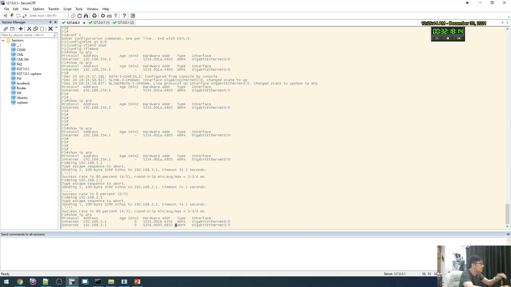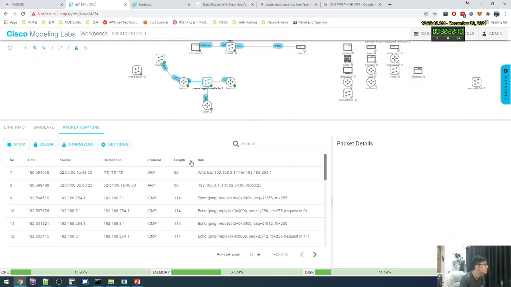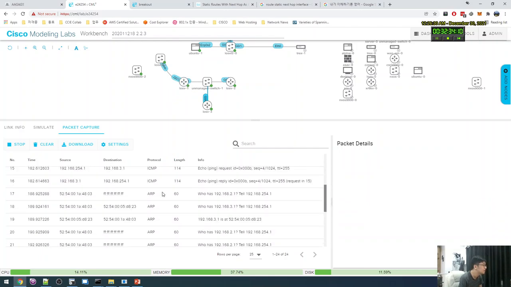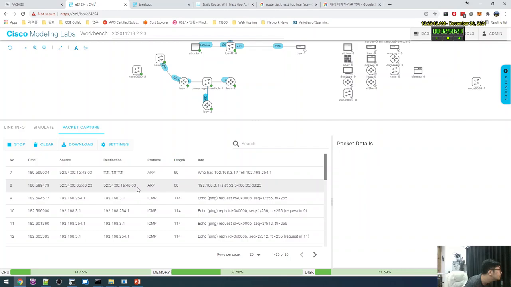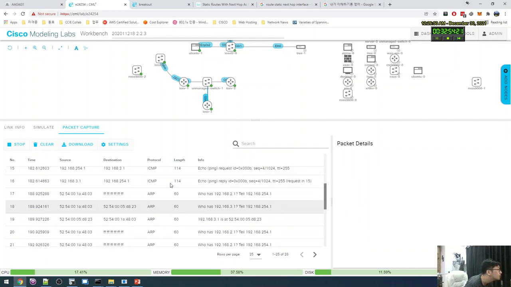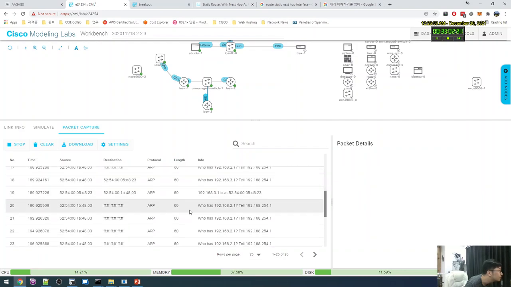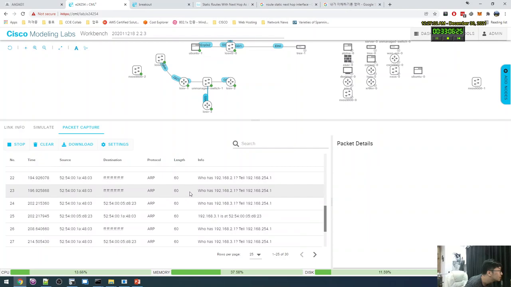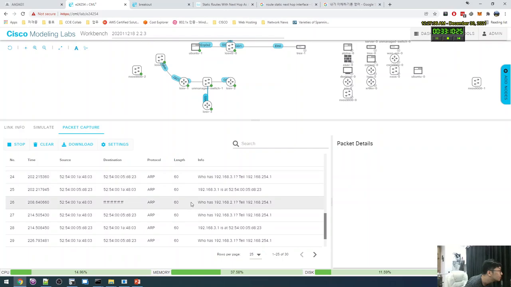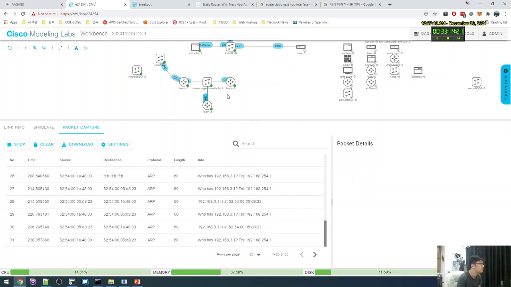Okay. Show IP ARP. Let's see. Yeah, different MAC address. Let's see this first. 3. Okay. ARP request from this router 1 and then reply. Okay, it's done. 2.1. But the problem is 3.1. Yeah, 3, and then this is 2, but nobody answers. Yeah, nobody answers.